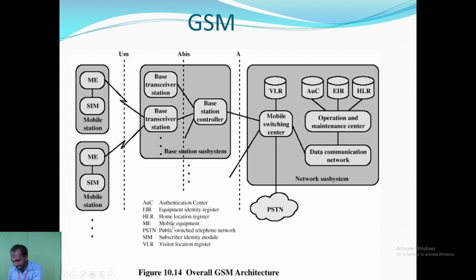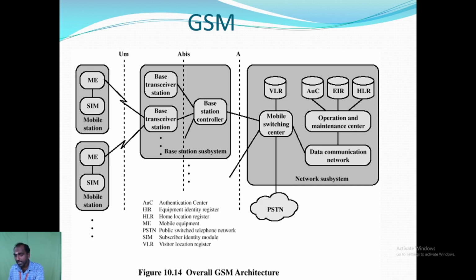Next, data services. Data services are also called bearer services. That means transmission of information. The data rate range is from 300 bits per second to 9.6 kilobits per second.